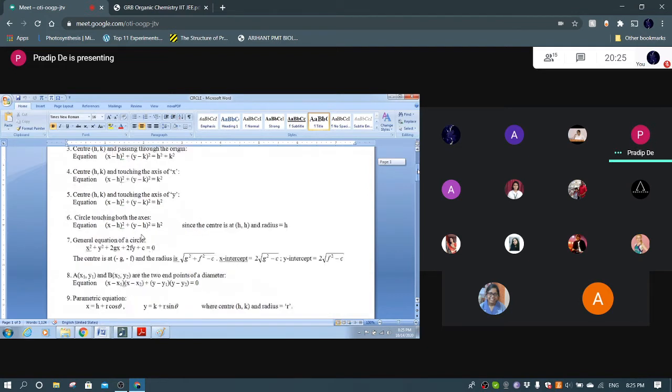And we learned number 8. A x1 comma y1 and B x2 comma y2, if they are the two endpoints of a diameter, then the equation of the circle is x minus x1 into x minus x2 plus y minus y1 into y minus y2 is equal to 0. With these formulas, first we'll solve a few elementary problems. Then I'll discuss the other formulas.